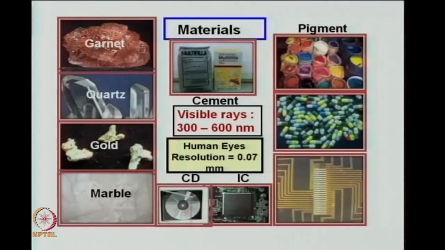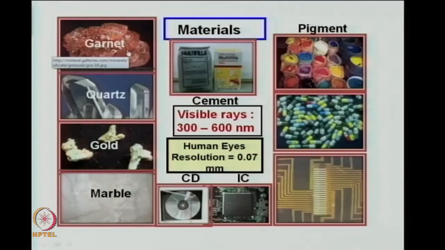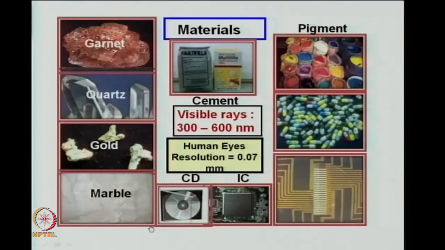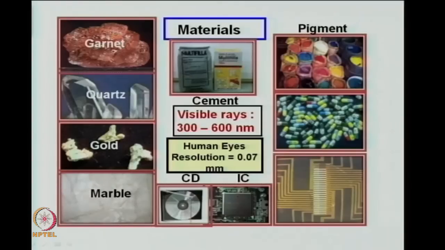Now, before we go to nanomaterials, we have to know what materials are. There are different kinds of materials which you can observe around you in your daily life. Some of the materials are natural, like garnet or quartz or gold or silver or marble. There are many naturally occurring elements and compounds which occur in the earth. And there are man-made materials. For example, you have cement or a compact disc or an IC chip, which are made up of different kinds of materials. For example, silicon is the material for an IC chip, and you have several interconnects made of silver, which make the connections in an IC chip.